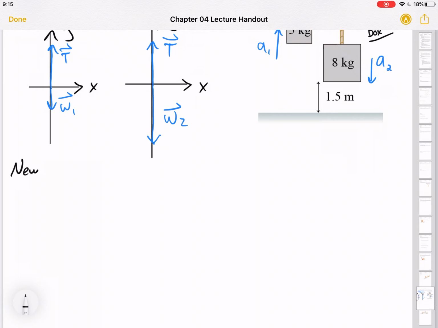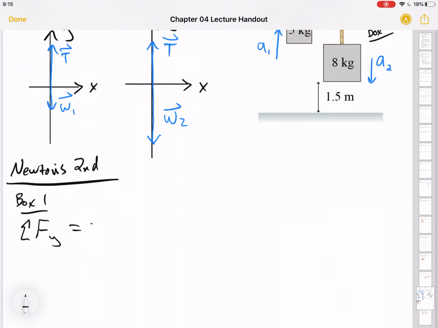So Newton's second. We'll do this for box 1. And again, it's only the y direction that matters because the x direction is boring. And again, if this is box 1, then this is mass 1 and A1. Okay, and there are only 2 forces here.